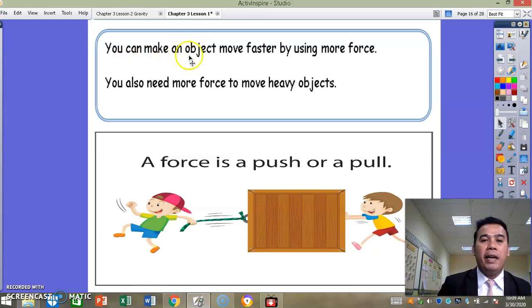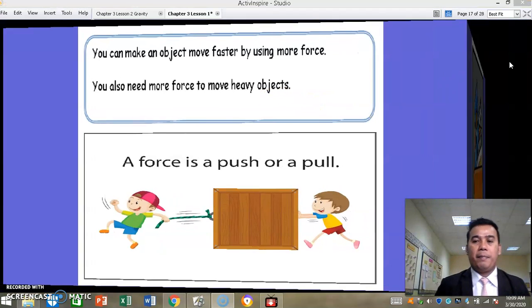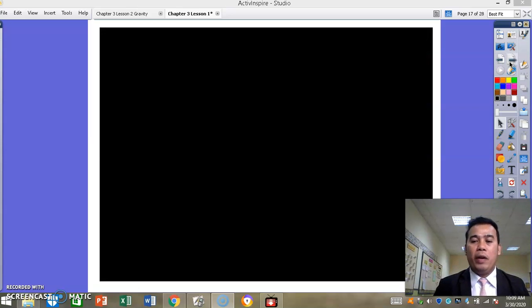Again, you can make an object move faster by using more force, and you also need more force to move heavy or heavier objects. Let's do this activity. Okay, listen well.